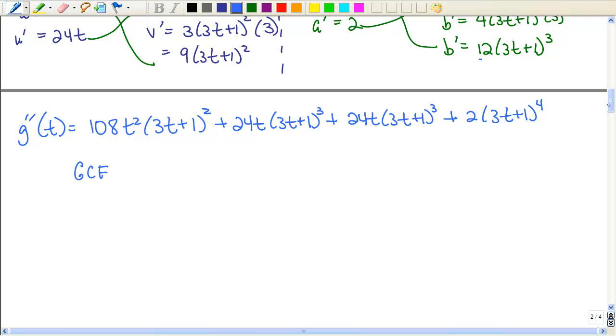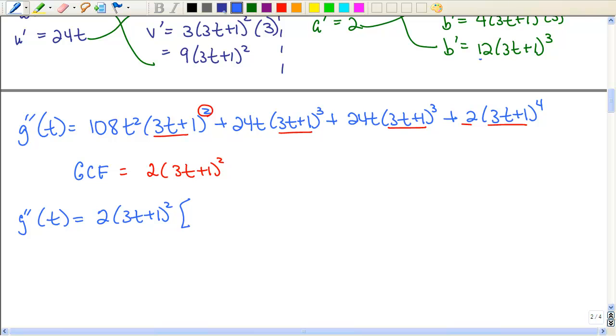I want you to look for a greatest common factor. Well, hopefully you can see that they all have a 3t plus 1 to the second power. You're always looking for the lowest because that's what they have in common. So we've got a 3t plus 1 squared. They don't all have a t, but I believe they're all divisible by 2. So let's see what happens if I take out that GCF.